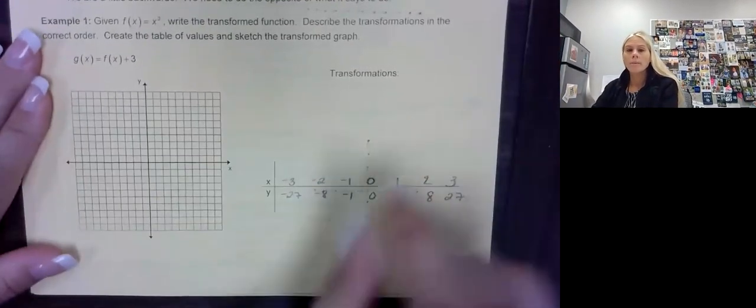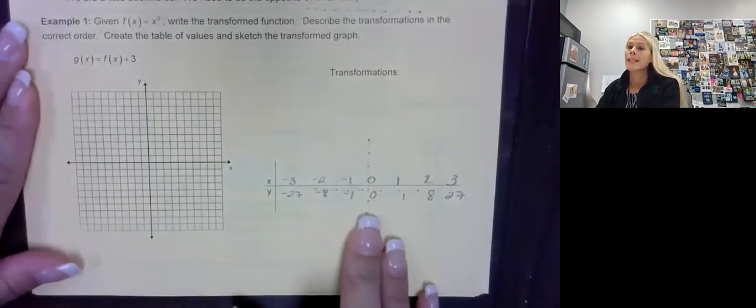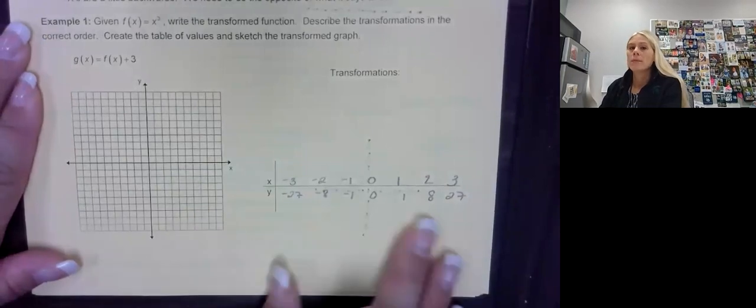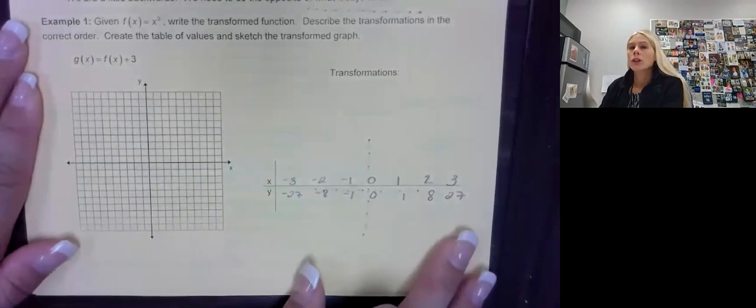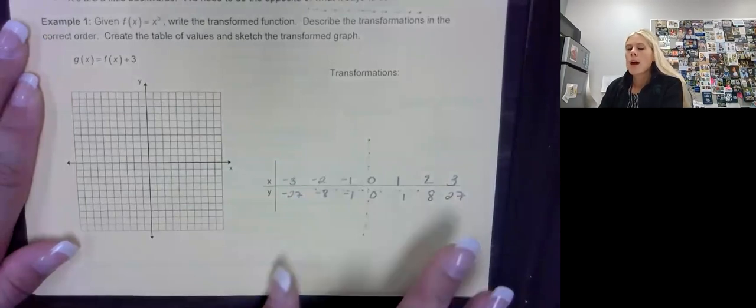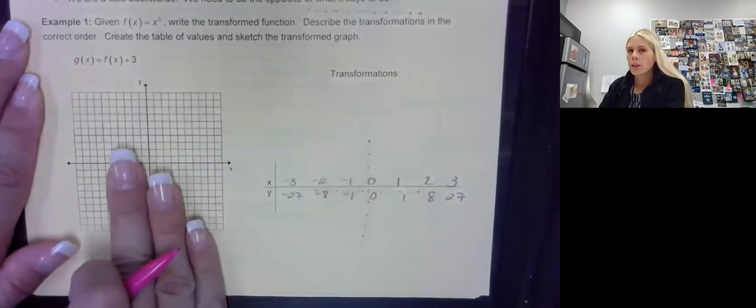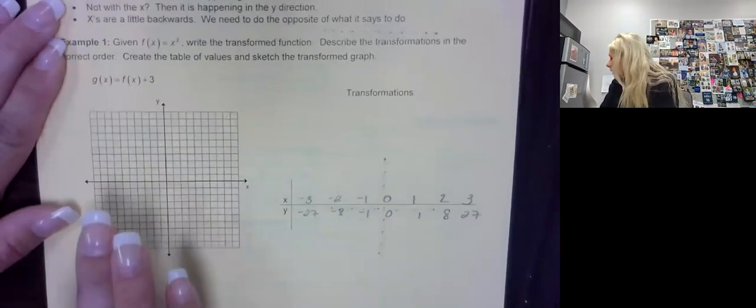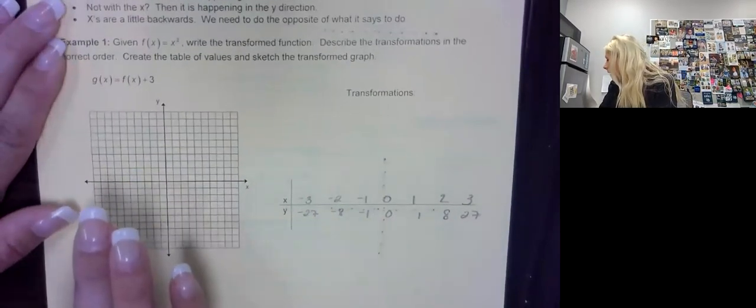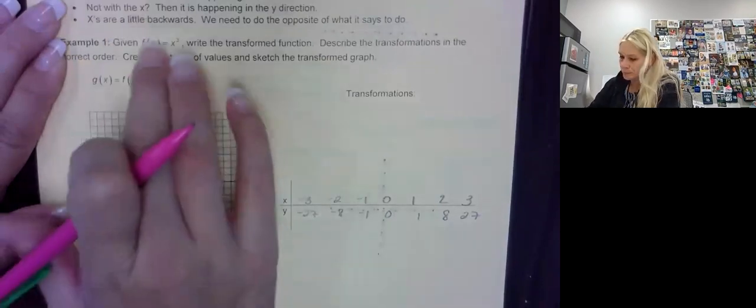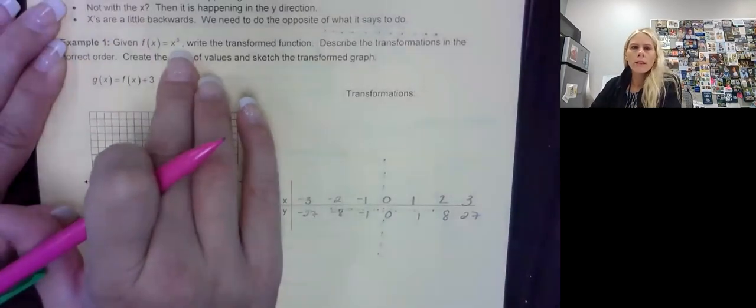All right. So first of all, I put all the parent function tables in there already, so take time to do that. I also want to make sure you're describing the transformations so that we can check our graph after. And I also want you to look at the parent function.